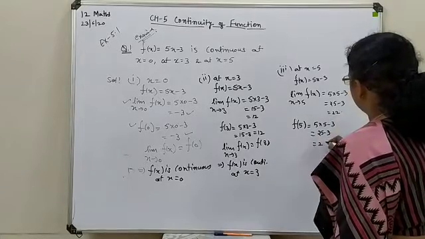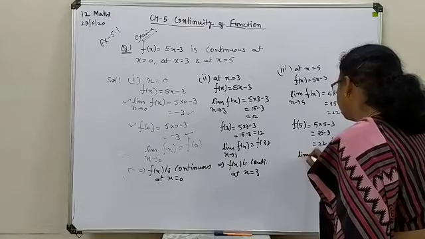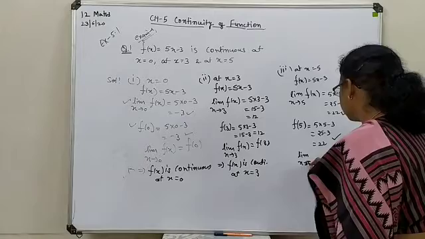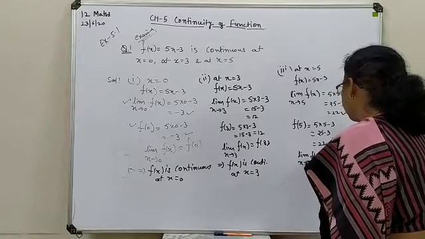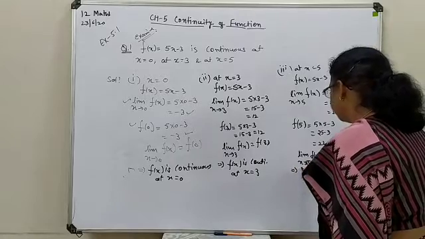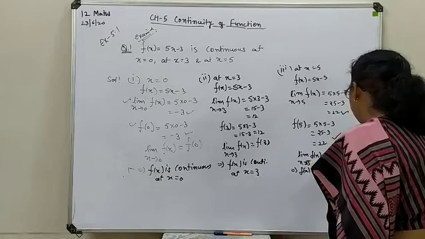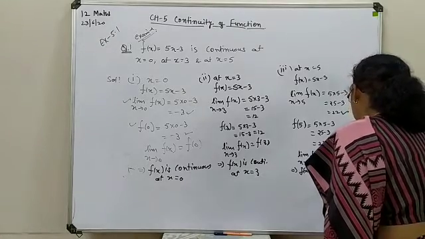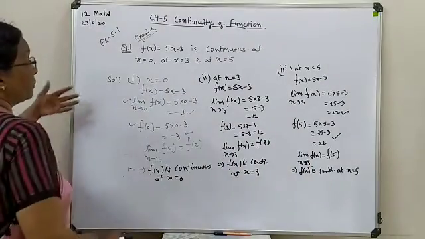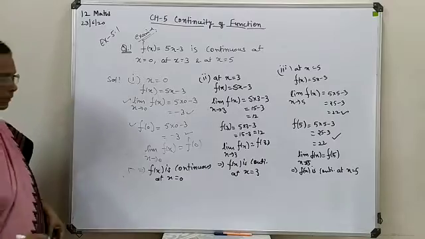So these two again you are getting the same, which means limit x tends to 5 f(x) is the same as f(5). That means your f(x) is continuous at the third point also, x is equal to 5. So this way you can check the continuity of the given function at the given point.